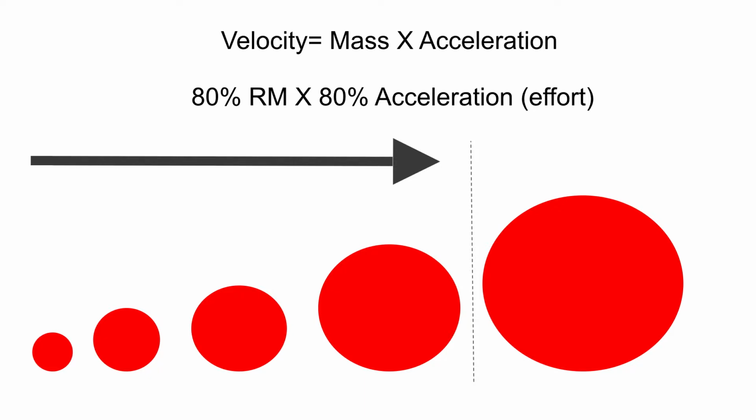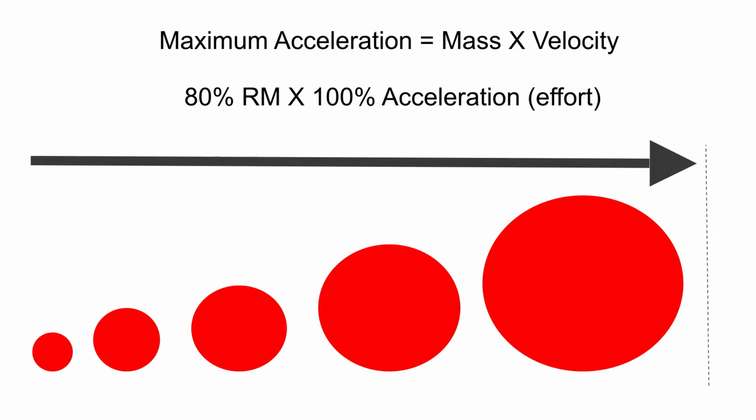Now, let's assume we're doing a bicep curl. If we have a load that is 80% of our 1 RM and curl the weight with an 80% effort, we only recruit roughly 80% of our muscle fibers. In this example, we're using the effort as the gauge for how fast you're trying to move the weight.